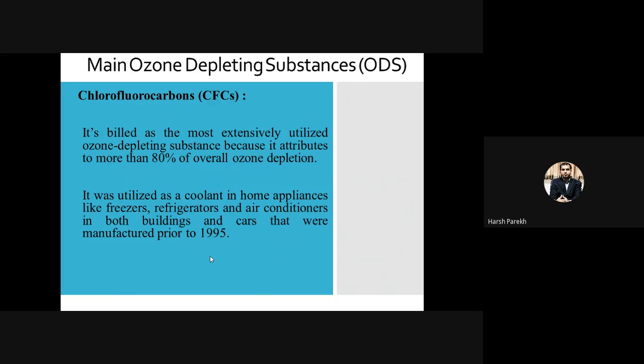But what happened? The CFC gas releases from a refrigerator or air conditioner, and it goes up to the ozone layer. When it reaches the ozone layer, it breaks down the bond of oxygen with the O2 atom, and it forms a covalent bond with an oxygen atom, which does not allow the oxygen atom to form ozone, and that was the reason why ozone depletion took place.